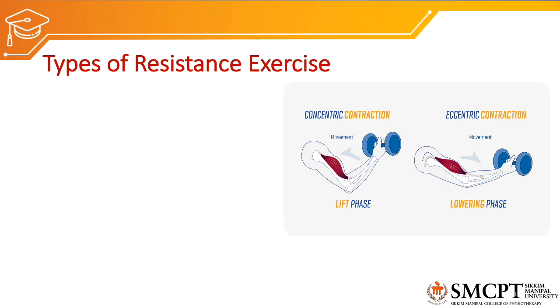So we'll be discussing the first type of resistance exercise, that is dynamic exercises or concentric and eccentric exercise. In dynamic movement you have concentric as well as eccentric contraction of the muscle. Concentric contraction of the muscle occurs when you contract the muscle to lift the weight, and eccentric contraction occurs when you are lowering the weight while the muscle is in contraction.